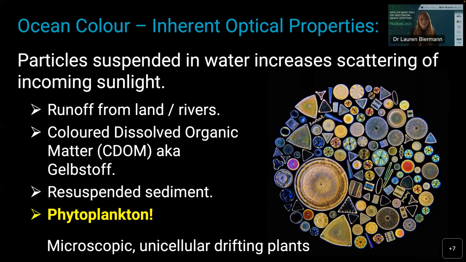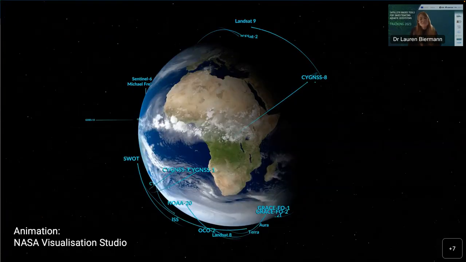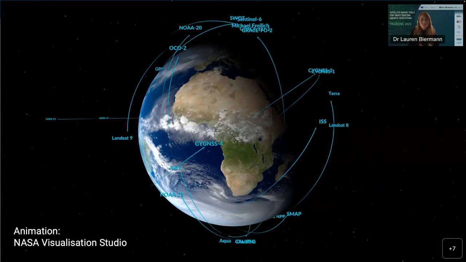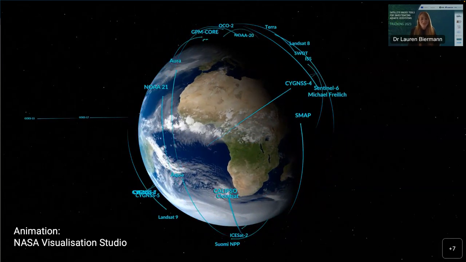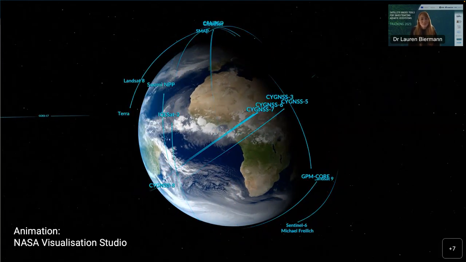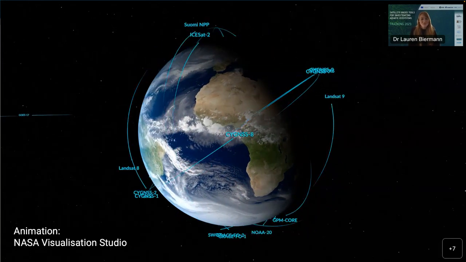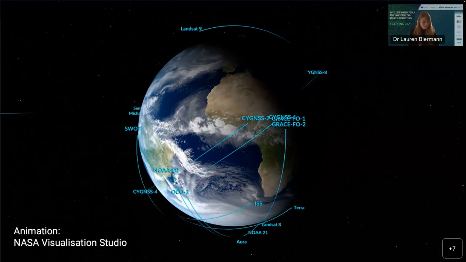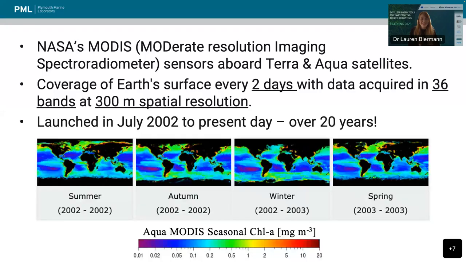But ultimately, we're looking for these microscopic unicellular drifting plants as the sentinel species. They're telling us everything that we need to know about the ocean, and they themselves just alone are beautiful. I'm going to start off with the remote sensing data that you can look at yourself in terms of ocean color as well from NASA, because I think at the end of the day, when we think about ocean color, the first organization we think about is NASA. So we're going to start with them because they deserve this place at the beginning, certainly.